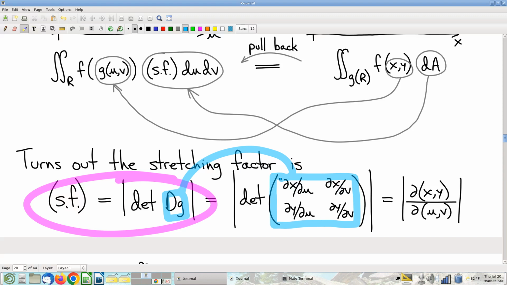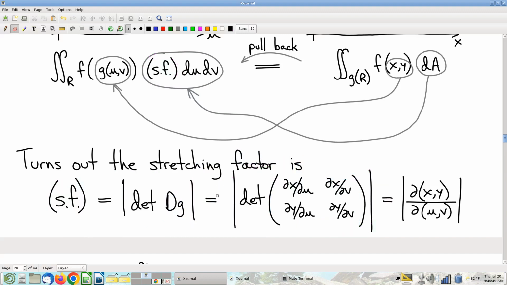So here you have an explicit formula for how to compute your stretching factor. Is that cool? Is everybody willing to buy it? Okay. All right. Now, real quick before I go on, this determinant, and no absolute values included. Notice the determinant itself inside of the absolute values.